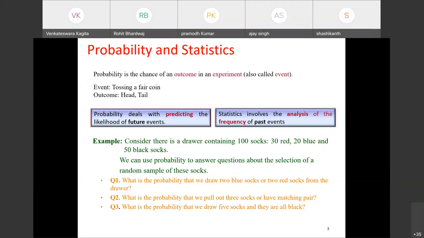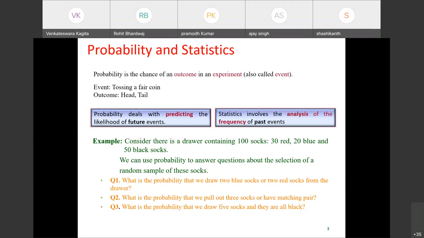So you may perform analysis on the statistics of the COVID cases during the last 3 months. Are they varying? So statistics involves the analysis of the frequency of past events. Let us see both probability and statistics through examples.